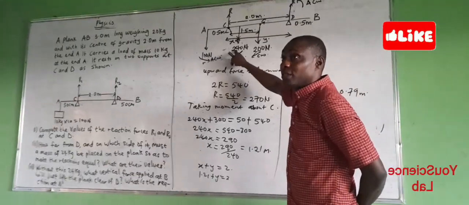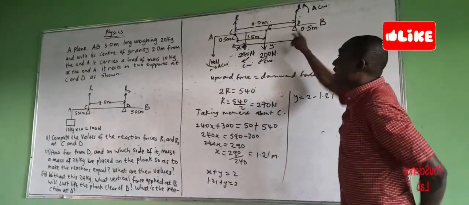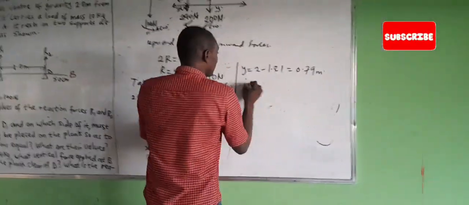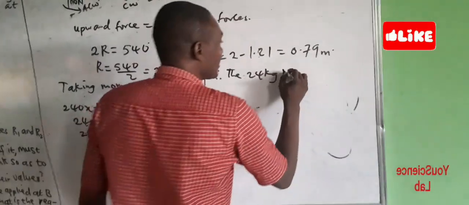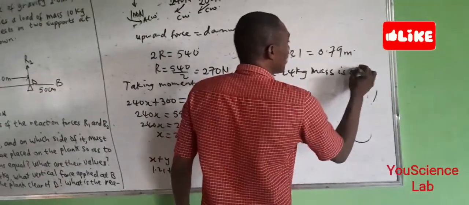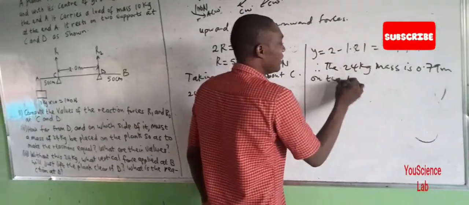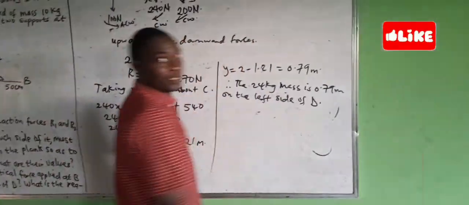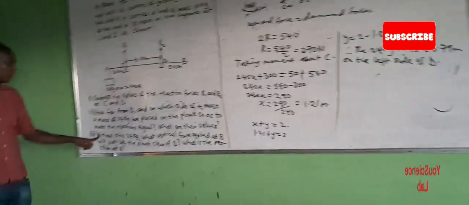Now you can see that this 240 Newton weight is 0.79 meters from D on the left side. So therefore, the 24 kilogram mass is 0.79 meters on the left side of D. Okay, now let's go to the last part.